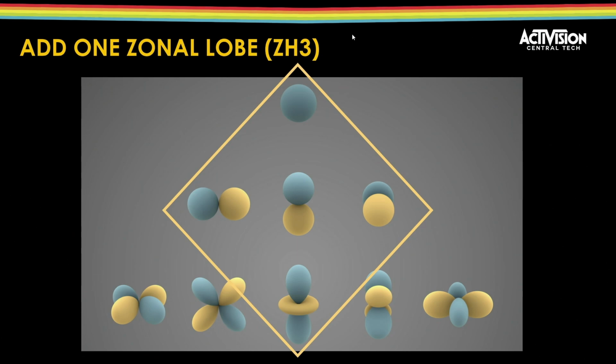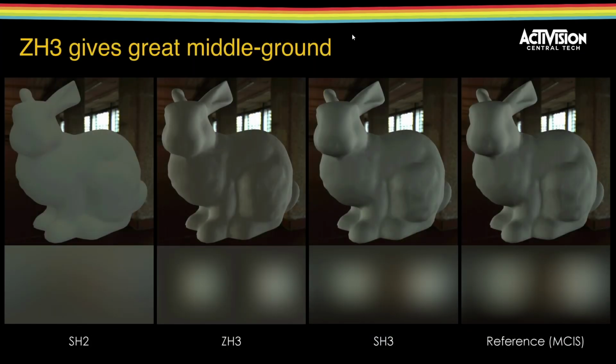And what we're going to do is say, hey, we're going to take the really cheap version, which doesn't have the quadratic terms. The quadratic terms are that bottom row. We're going to just add that one weird zonal term, and then life will be good. And that is the summary of the paper right there. So it gives a really good middle ground if you just have that one little extra term.